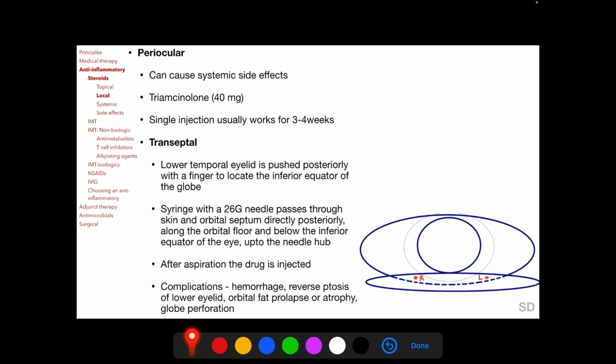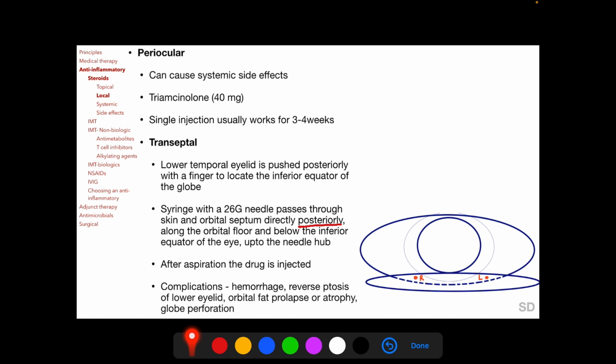And the syringe containing the drug with a 26G needle passes through skin and the orbital septum directly posteriorly. This is important, the direction of the needle along the orbital floor and below the inferior equator of the eye up to the needle hub. The plunger of the syringe is aspirated to check for extravasation of blood, and the drug is then injected.